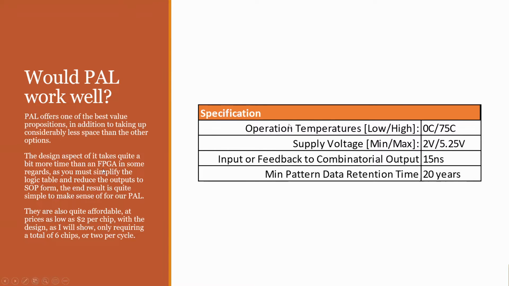What about PAL? It offers pretty good operating temperatures, especially considering what it's seeing in a washing machine, which is no extremes. It's going to be pretty safely in a console. In this case, this one works with a very small range of voltages, but that shouldn't really be a problem either. The input to output propagation delay is pretty small, especially in comparison to our clock. And they retain data for a very large amount of time. Roughly 20 years for this one is what the manufacturer was saying.